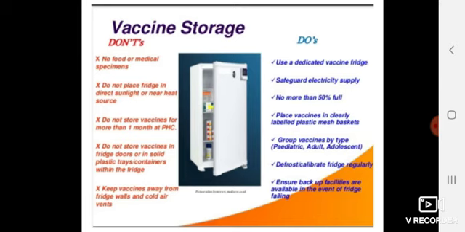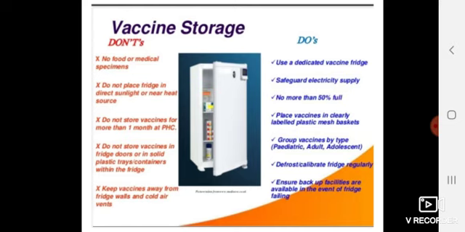And use a dedicated vaccine fridge. Safeguard electricity supply. No more than 50% full of vaccine. Place vaccine clearly labeled. Defrost or calibrate the fridge regularly. Group vaccines by type. These are the common vaccine storage rules we need to remember.